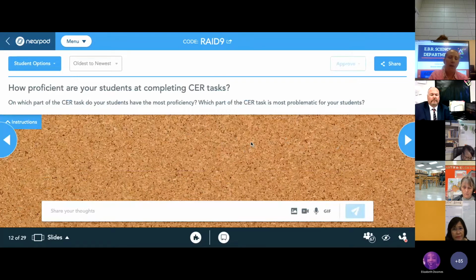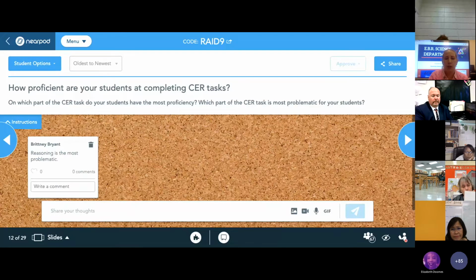Now, the first anchor chart I kind of showed you was a CER anchor chart. You can do a simple CER together with your class. You can put that up and they can refer back to it. But a lot of the students are struggling with claim, evidence, and reasoning. So on our interactive board, just to get some of your thoughts, which part of the CER task do your students have the most proficiency in? So what do you think they're best at?